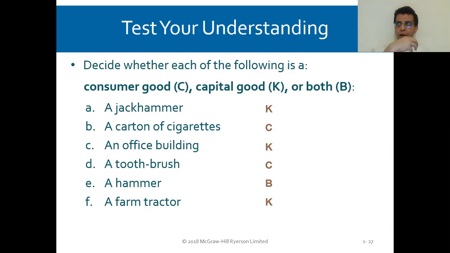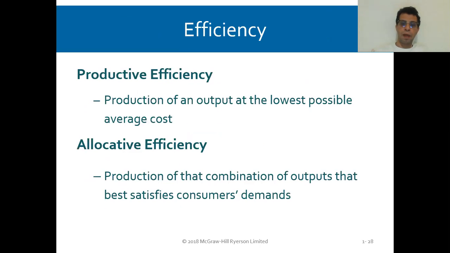So, and inelastic, we'll talk about it later on. A toothbrush is definitely a consumer good because you use it for yourself. A hammer is both. We brought that example earlier. And a farmer's tractor is a capital good because you're using it to grow things on the farm.